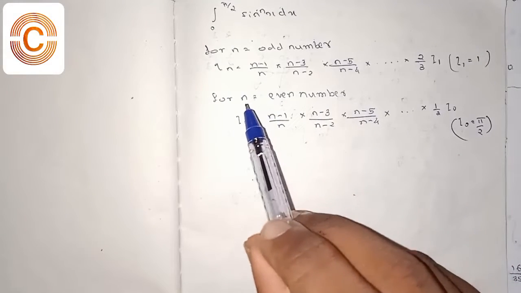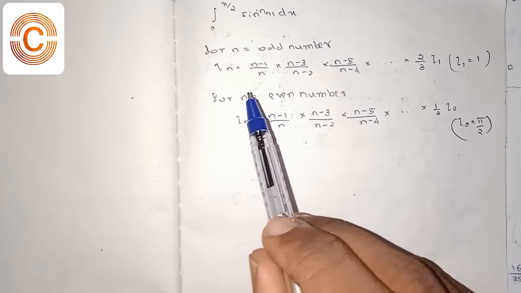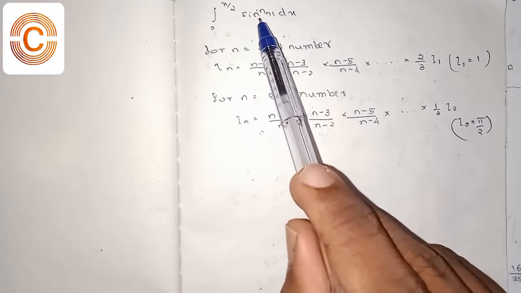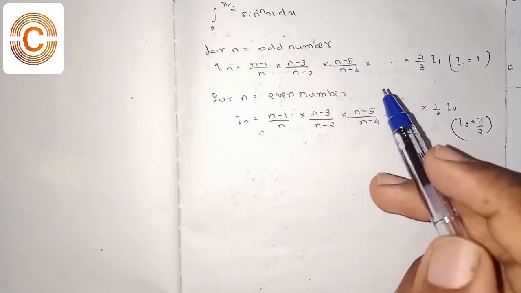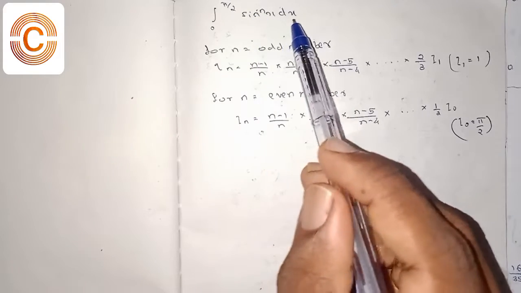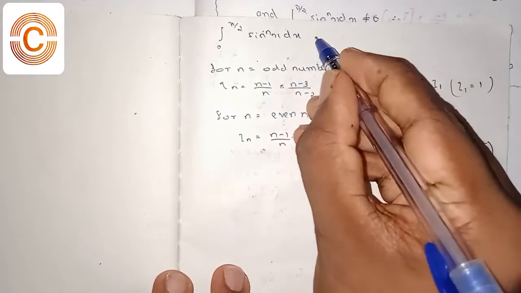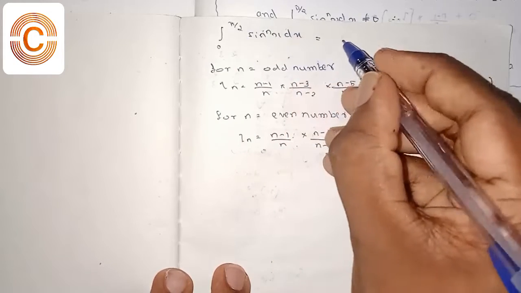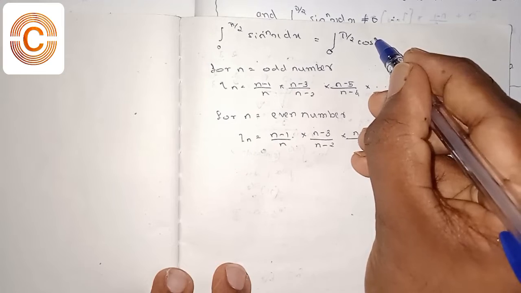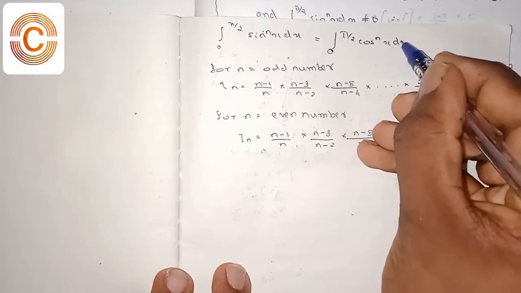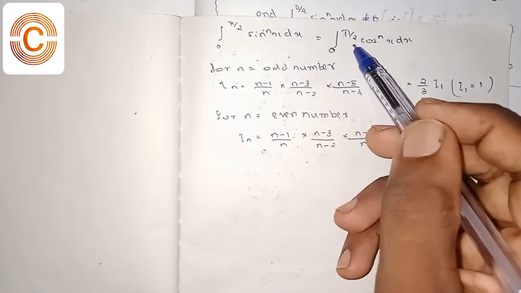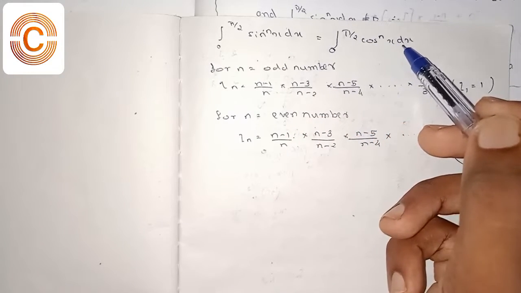In this video we are talking about how to find the solution for the integral from 0 to pi by 2 of sin raised to n x dx. In the previous video we discussed that the solution for this function is the same as the solution for the integral from 0 to pi by 2 of cos raised to n x dx. So the solutions for the integral from 0 to pi by 2 of sin raised to n x dx and for the integral from 0 to pi by 2 of cos raised to n x dx are the same.